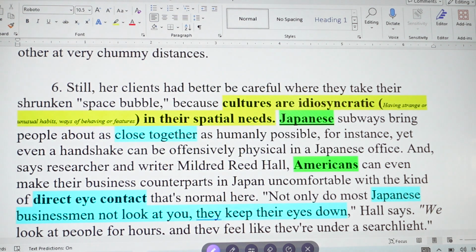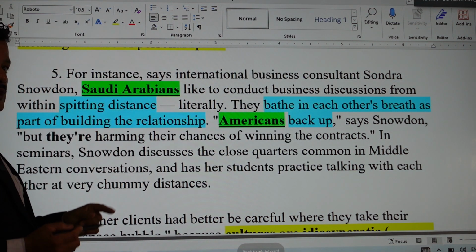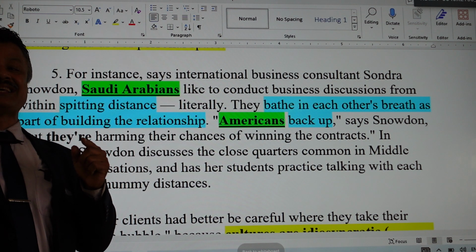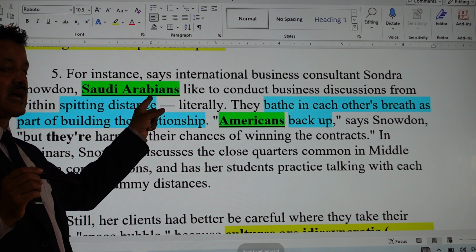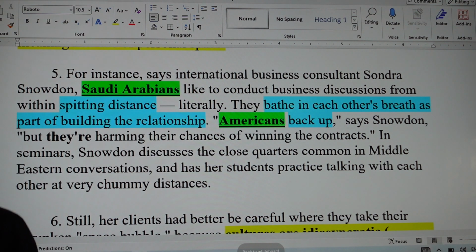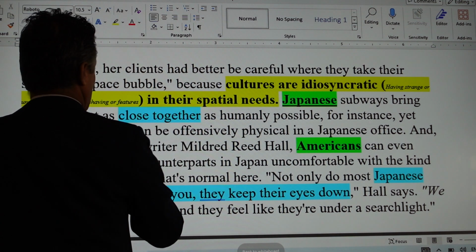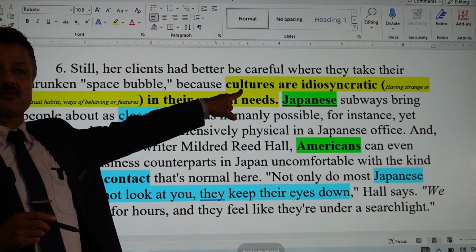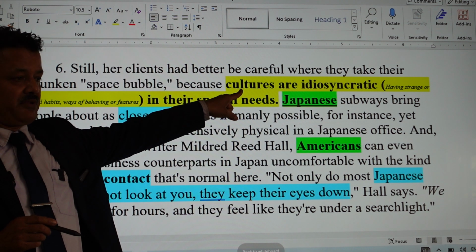This was the thesis. And we saw how paragraph 5 builds upon the idea of variation in the use of space among cultures by comparing Saudi Arabian culture with American culture. Then in paragraph 6, we saw again the same concept from the thesis, from culture to culture, the use of space differs, being developed.